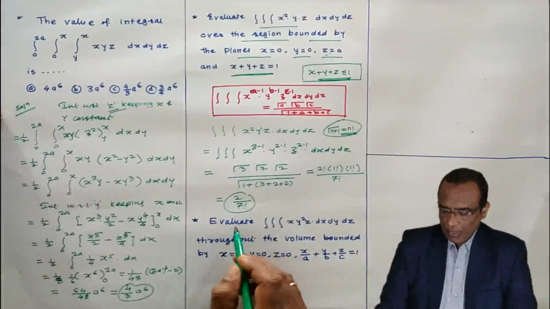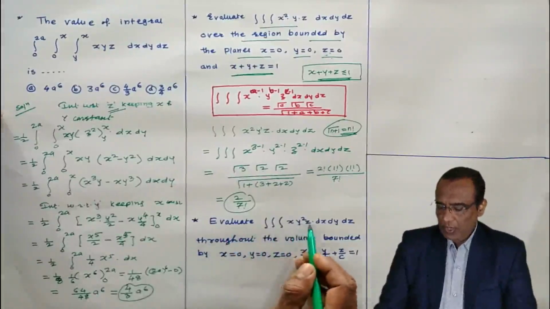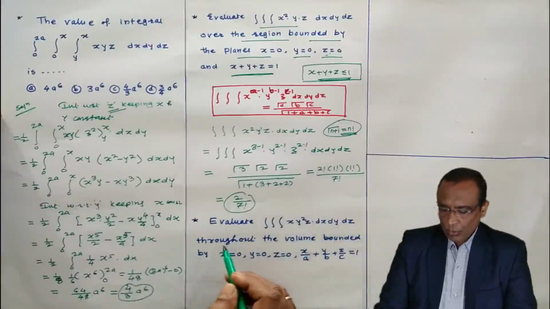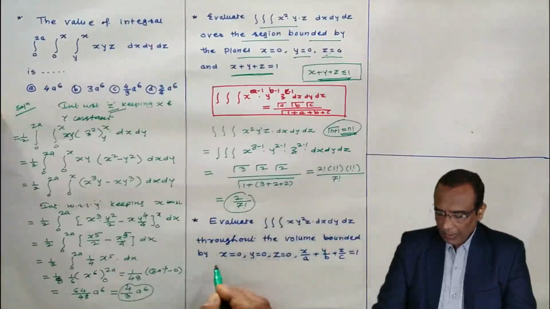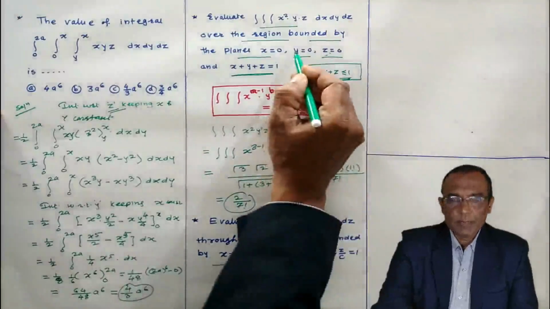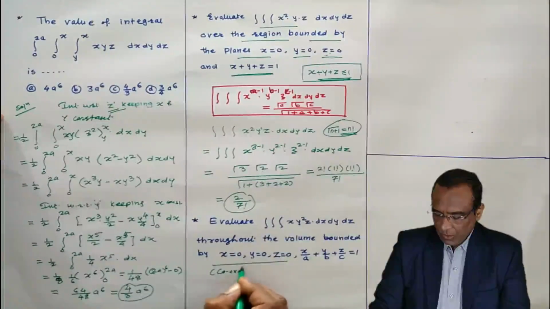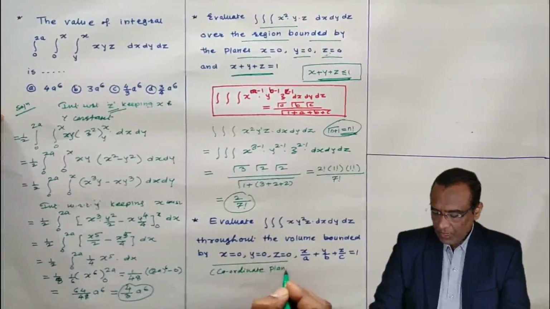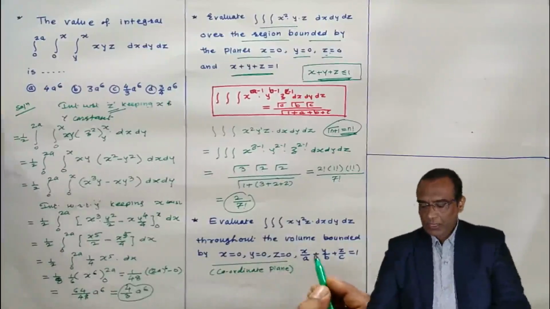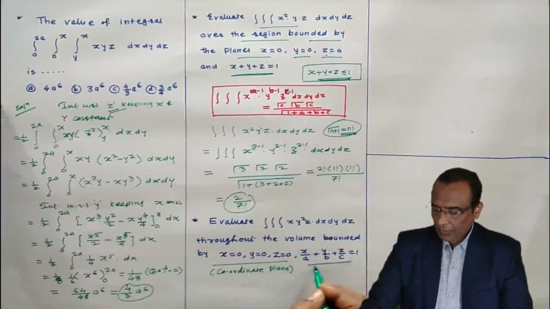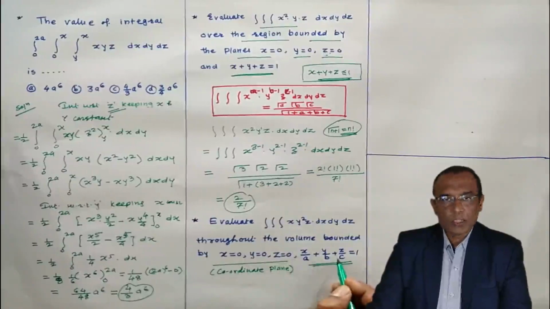Now the next problem: evaluate triple integral x y square z dx dy dz throughout the volume bounded by the coordinate planes. These may be called coordinate planes, x equal to 0, y equals 0 and z equal to 0, and the region is bounded by these three planes and this plane also.